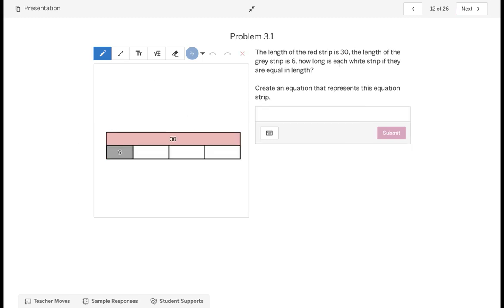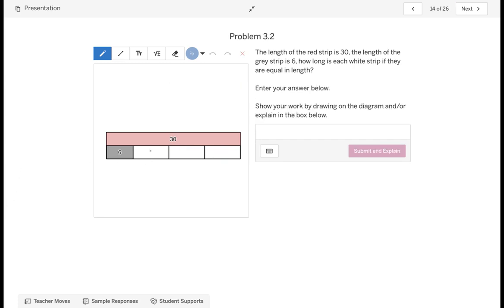Next one, it says the length of the red strip is 30. The length of the gray strip is 6. How long is each white strip if they're equal in length? So I know each value is x, because we don't know the amount, we just know that they're the same amount. Therefore, I'm going to label them with the same variable. And the equation would be 3x plus 6 is equal to 30.